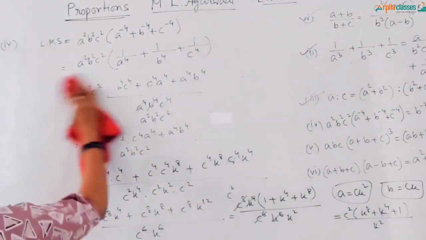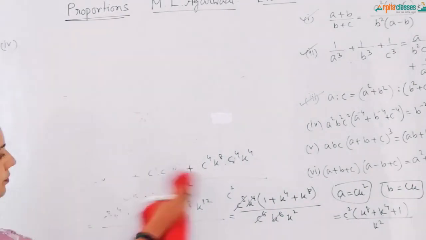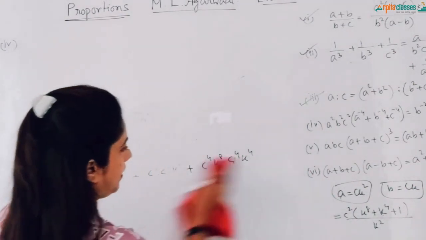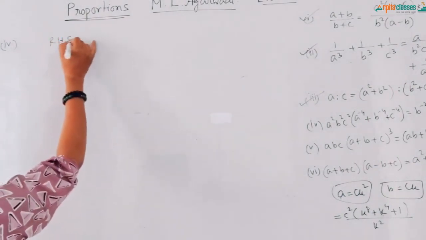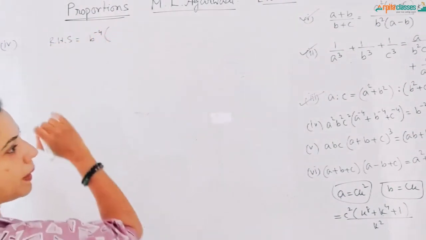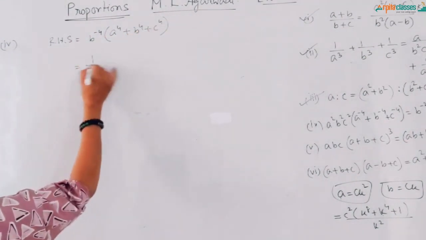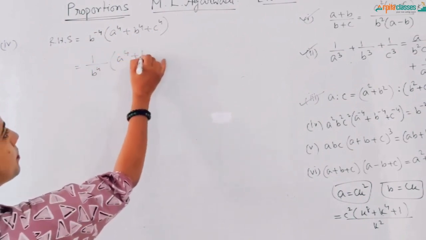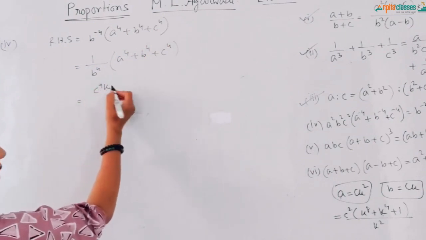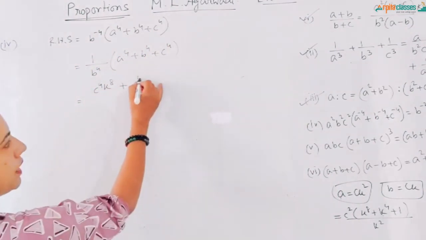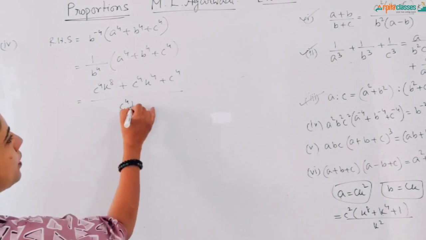Now let us see the right hand side. Let us proceed with the right hand side. Okay, so the right hand side is b to the power minus 4 whole into a^4 plus b^4 plus c^4. So it is 1 upon b^4 into a^4 plus b^4 plus c^4. So a^4 will be c^4 k^8 plus c^4 k^4 plus c^4 divided by b^4 is c^4 k^4.